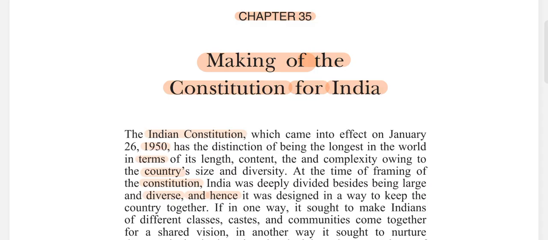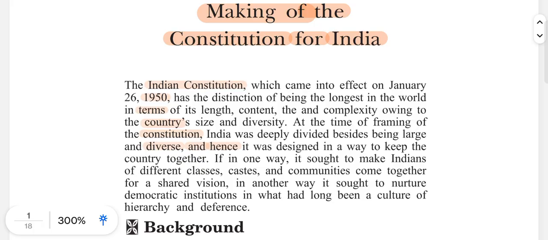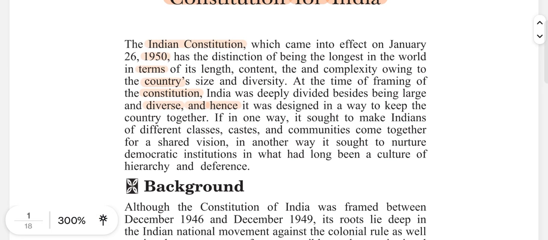Chapter 35, Making of the Constitution for India. The Indian Constitution, which came into effect on January 26, 1950, has the distinction of being the longest in the world in terms of its length, content, and complexity owing to the country's size and diversity.